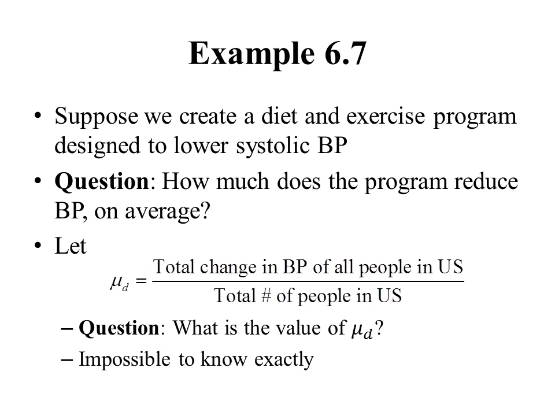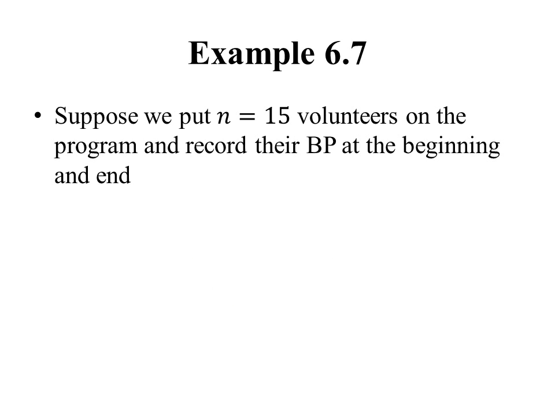So instead we're going to go out and give this diet to a sample of people, calculate the change of each person in this sample, and use that to estimate the value of mu sub d. Okay. So suppose we put 15 volunteers on the diet and program and record their blood pressure at the beginning of the program and at the end.